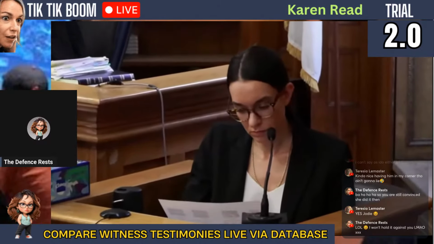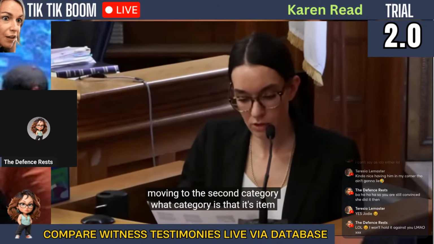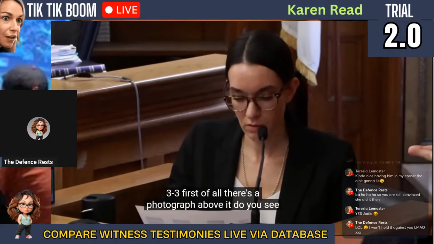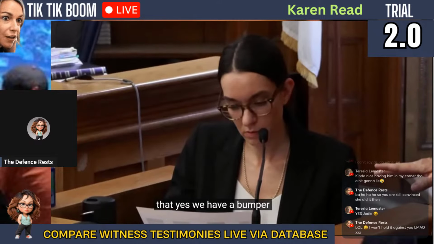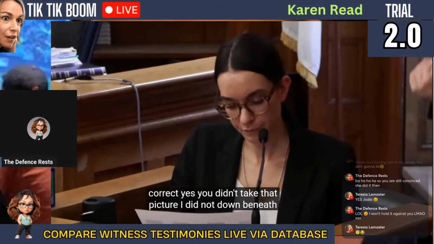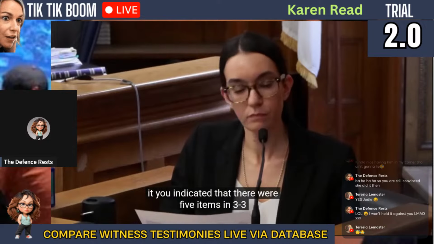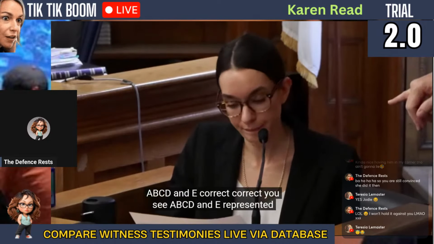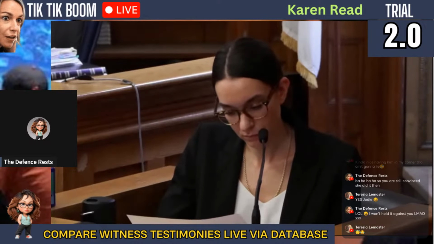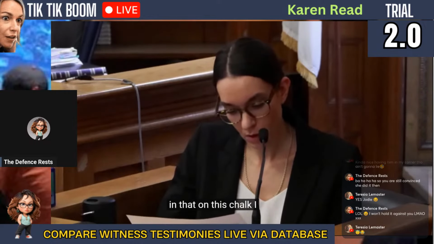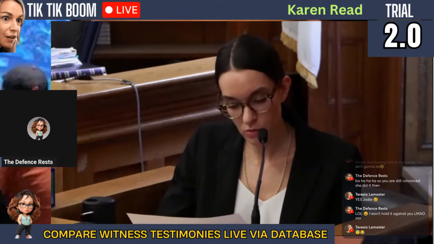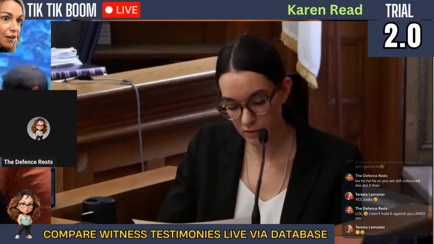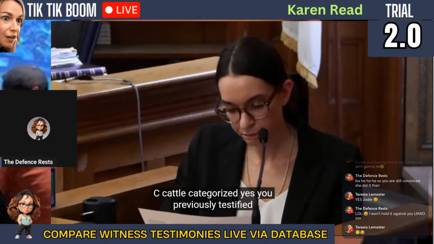Moving to the second category. What category is that? It's item 3-3. And 3-3, first of all, there's a photograph above it. Do you see that? Yes. It appears to be of a bumper, correct? Yes. You didn't take that picture. I did not. Okay, let's look down beneath it. You indicated that there were 5 items in 3-3, A, B, C, D, and E, correct? Correct. Do you see A, B, C, D, and E represented in that category on this chart? I do see A, B, C, D, E. Do you see it on the page? Categorized, yes.